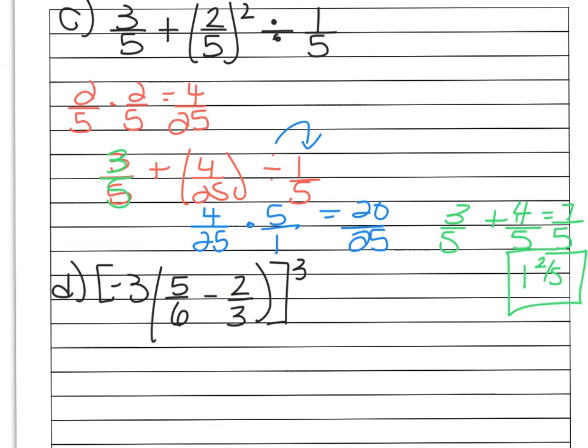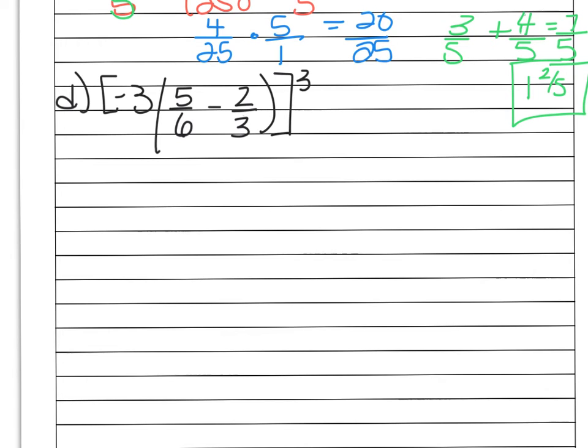Let's look at D. We have some parentheses and brackets going on. So we're going to look inside those brackets first and do our order of operations. So let's look at 5/6 minus 2/3. If we're going to do 5/6 minus 2/3, we need to get common denominators. So I have to multiply this by 2. So I would have 5/6 minus 2 times 2 is 4, 3 times 2 is 6. 5 minus 4 is 1, and I have my 6 on the bottom, so I have 1/6.